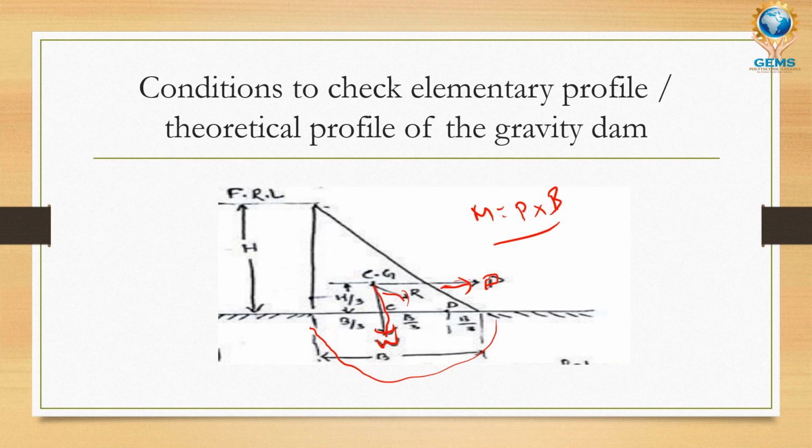Your weight W acts like this, at B by 3, which is the middle third, where the weight due to the resultant acts. This is for both empty and full conditions.